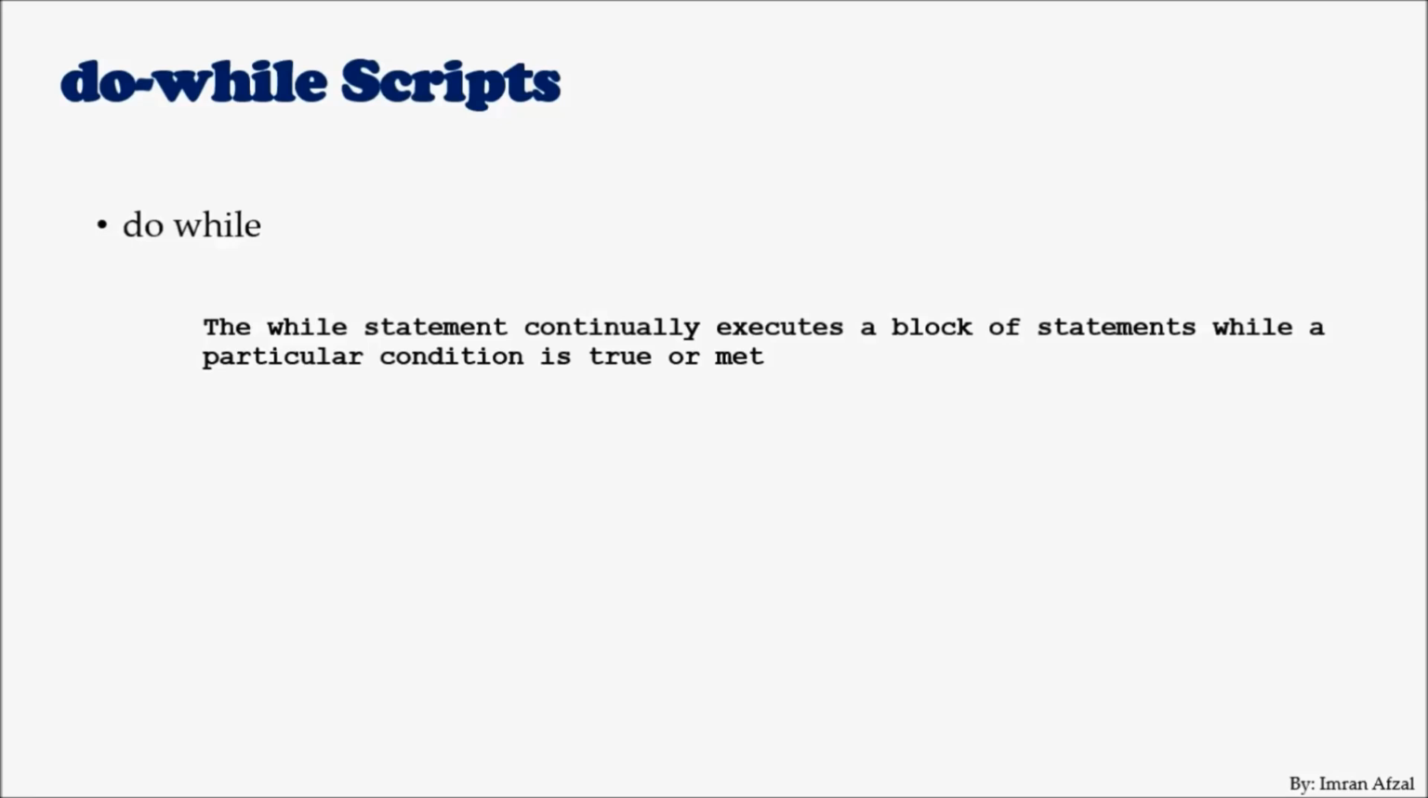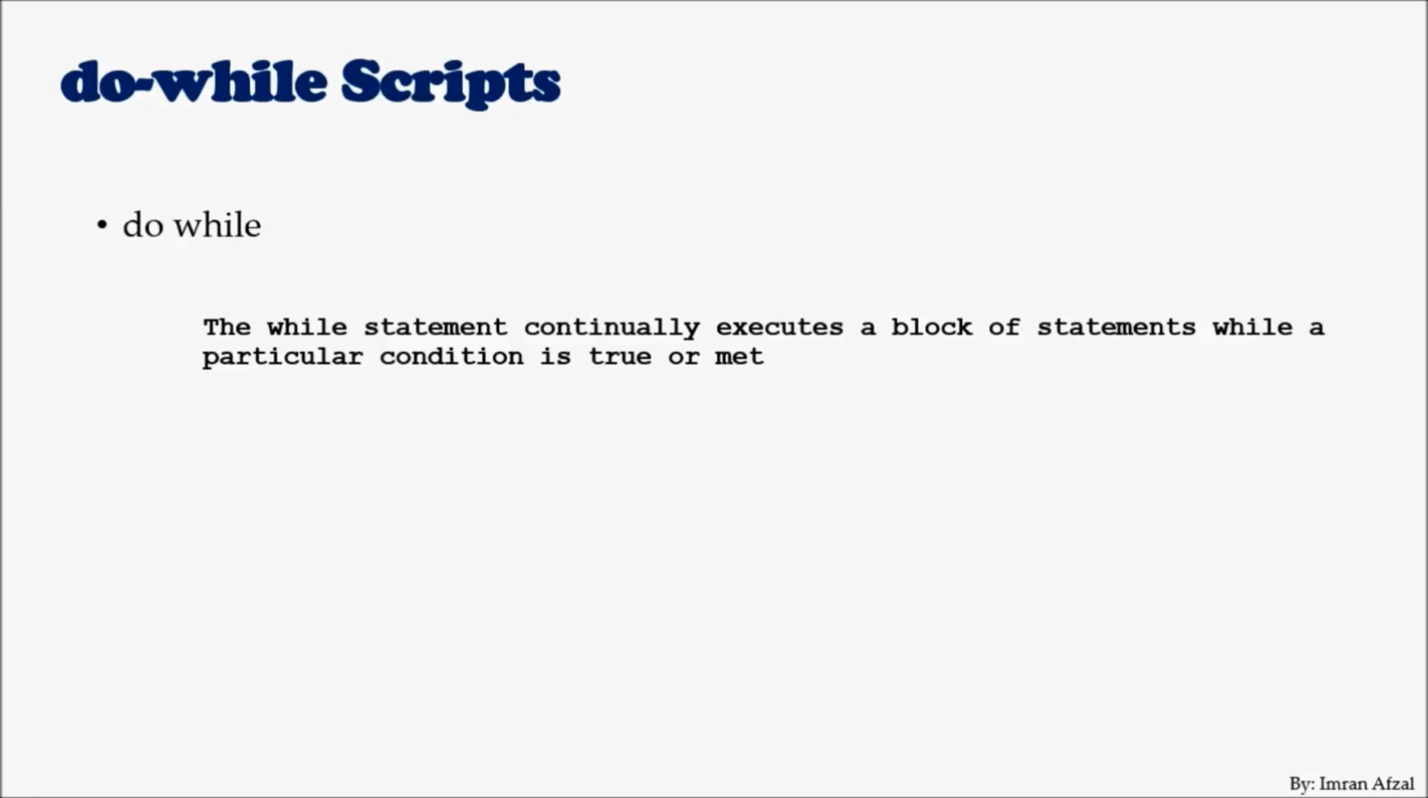Do while scripts. Do while scripts are very similar to for loop scripts. The do while script or statement continually executes a block of statements while a particular condition is true or met. For example, if you are running a script and you create it in a loop, it will run until a certain condition is met. For example, if you wanted to run the script until August 2015 at 2 p.m., then you will define that in a do while script.